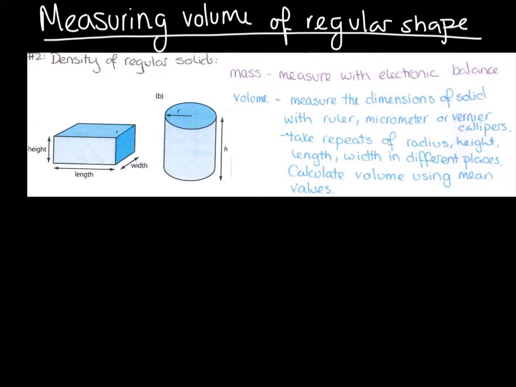You don't need to worry about micrometers or vernier calipers yet. We'll use those at GCSE. But we're going to measure these different lengths with a ruler and then put them into the equation from maths and find the volume. And then with our mass and our volume, we can find the density.